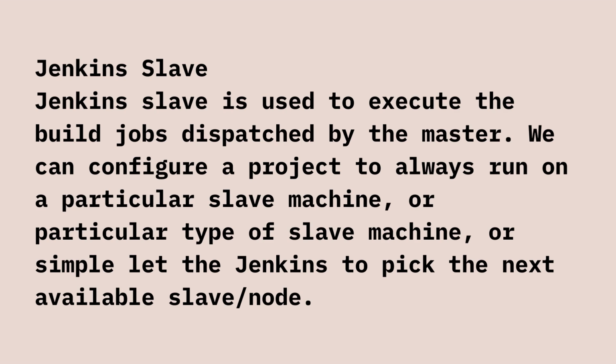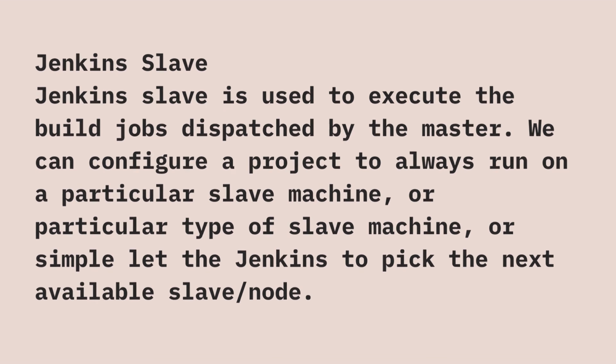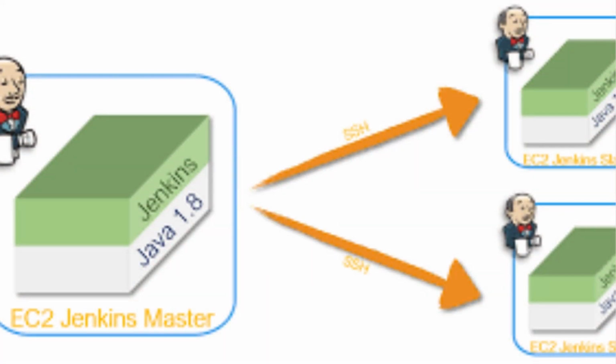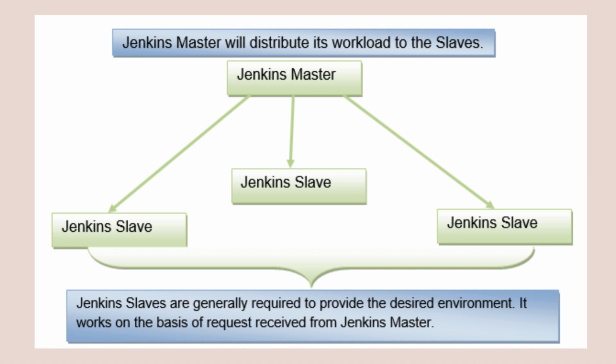Jenkins slave. The Jenkins slave is used to execute the build jobs dispatched by the master. We can configure a project to always run on a particular slave machine or a particular type of slave machine, or simply let Jenkins pick the next available slave or node.